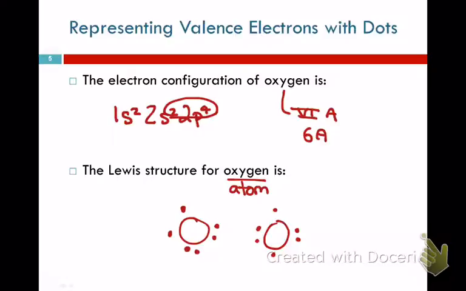The number of valence electrons is always going to be the group number that it's in. Group number for the 6A, 7A. All right. Good? So we're gonna do a whole bunch of them.